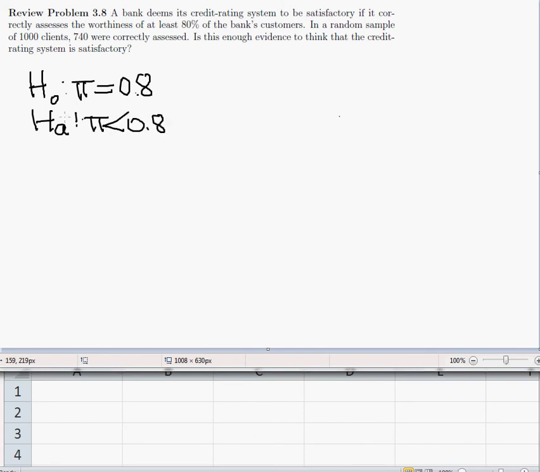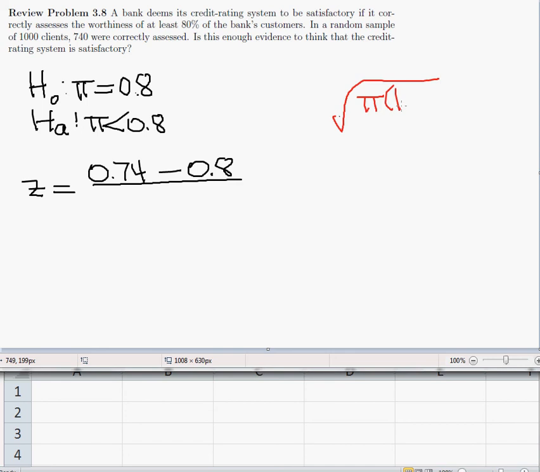Okay, this is a proportion problem, which means I will be using the z-test. Z equals the observed proportion, which is 0.74, 740 divided by 1,000, minus the expected proportion, divided by the standard error for the proportion. Now let me mark over here in red that this is a proportion problem, so the standard error for the proportion is the square root of pi times 1 minus pi over n.